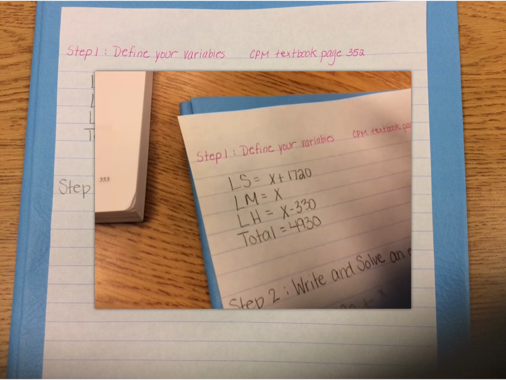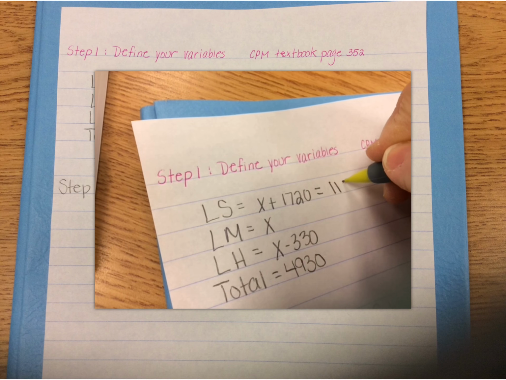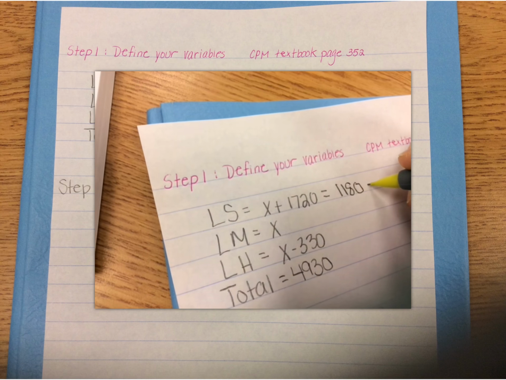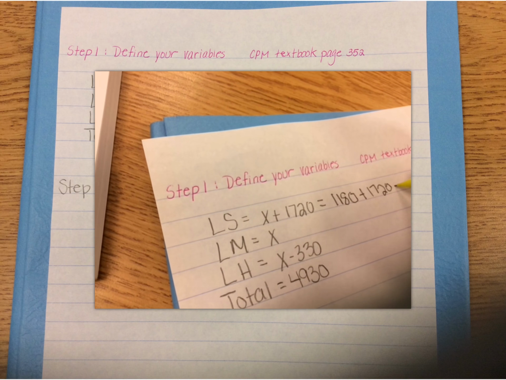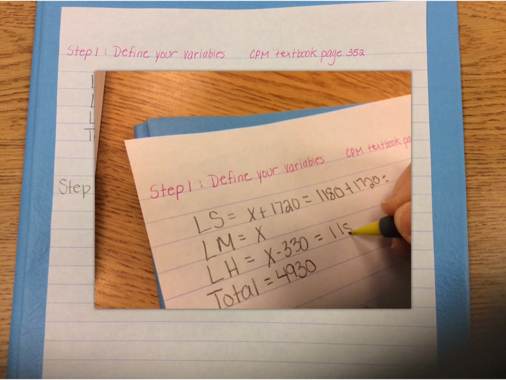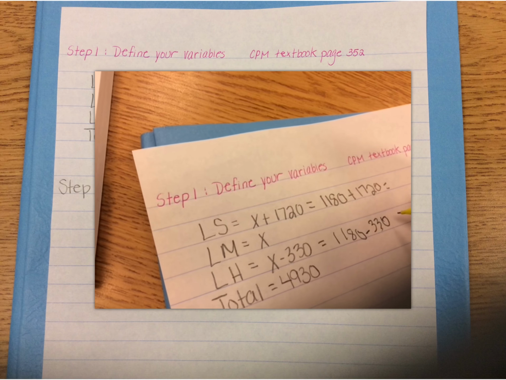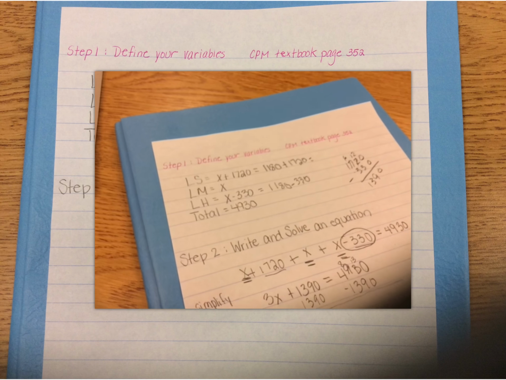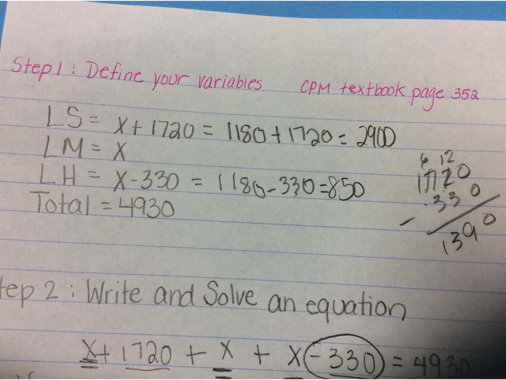So now we have to go back up to our statements, and we have to put 1,180 in for x. So we're going to add it to 1720, and then we're going to do it down here. We're going to do 1,180 minus 330. Okay, so go ahead and grab a calculator and do those. Okay, so you should have gotten for Lake Superior 2,900 and Lake Huron 850.